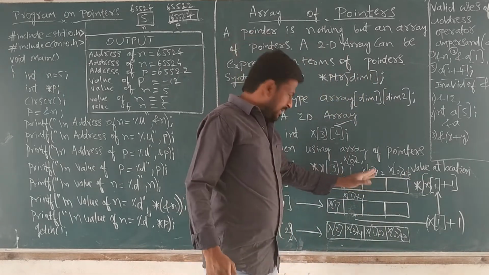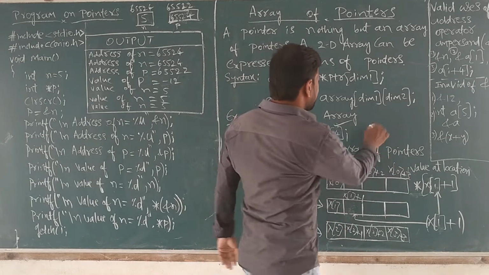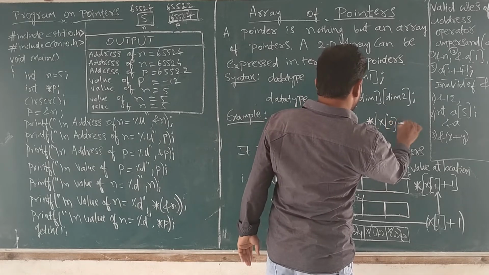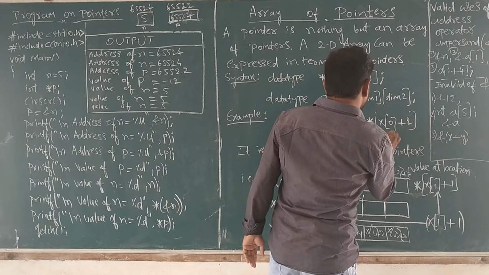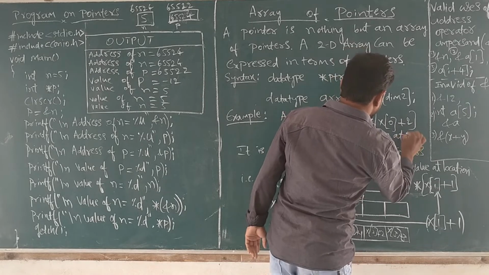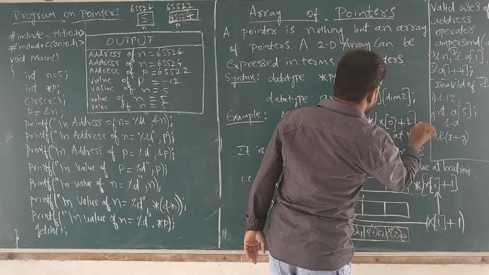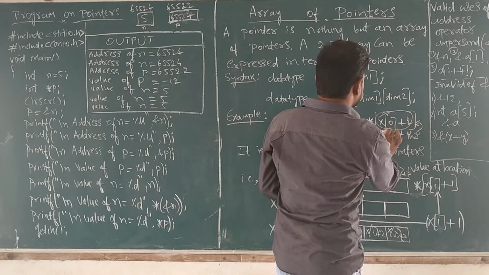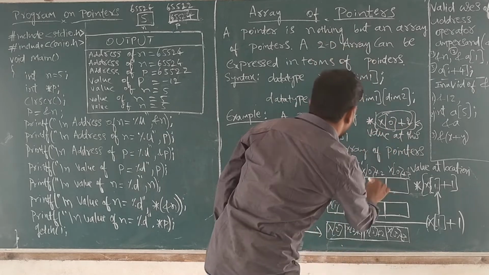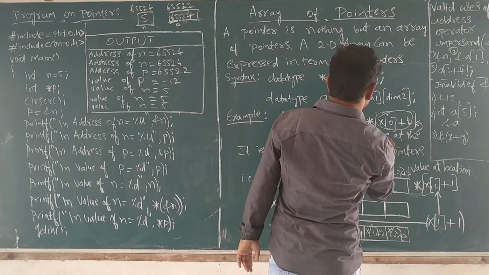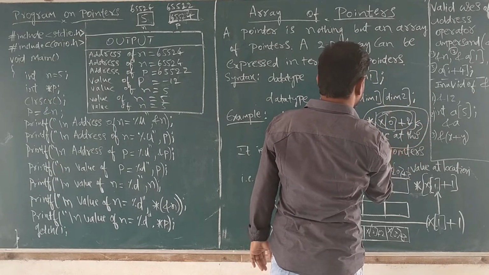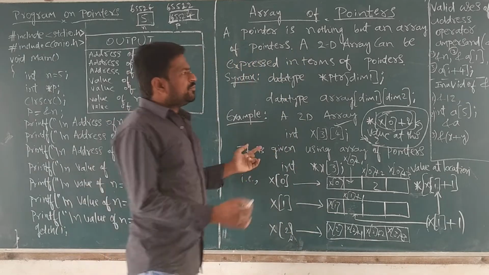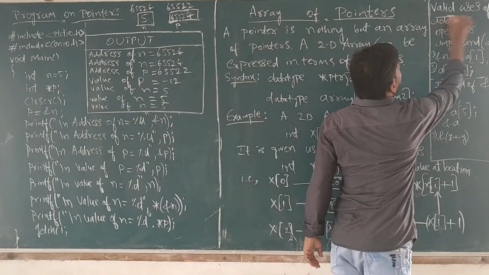Directly, if you give it, it is a location. If you have given asterisk of x of 0 plus 2, what does it mean? It is the value at this address. Which address? X of 0 plus 2. At this location, what is the value? If the value here is 2, it prints 2 as the answer for this complete expression. Okay.